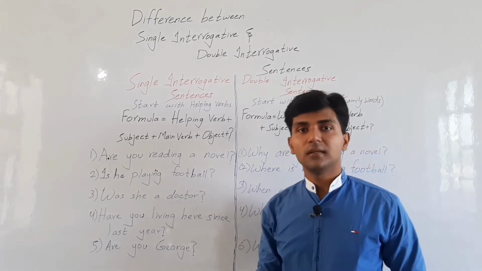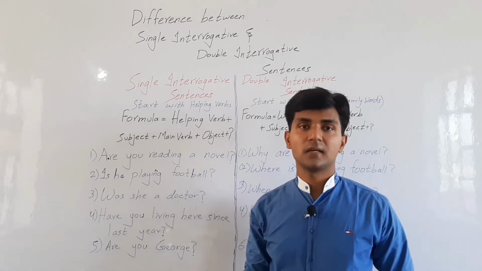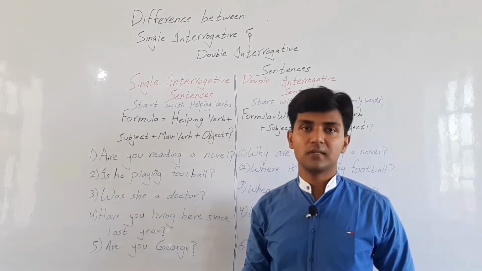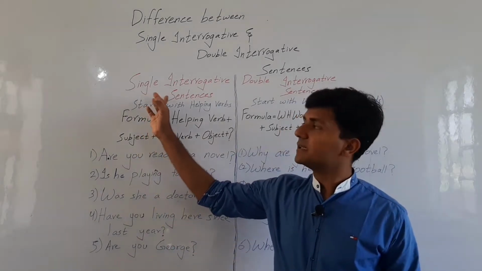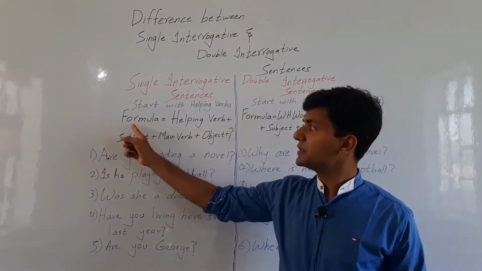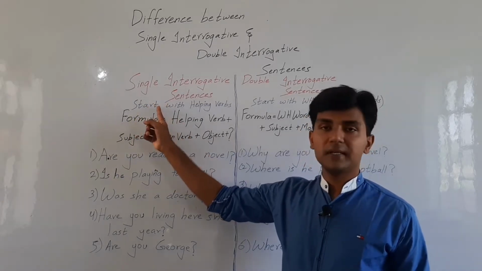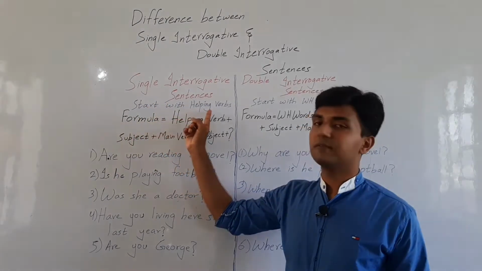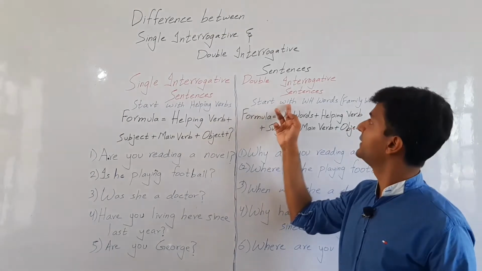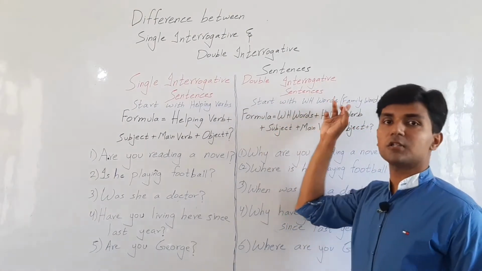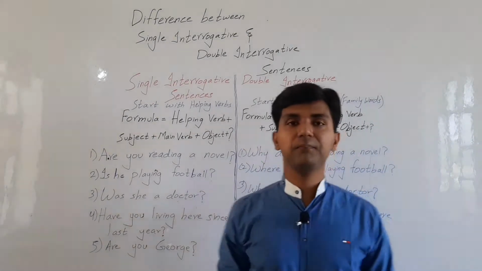As you know, in our daily life we speak interrogative sentences, but there is a difference. We speak two types of interrogative sentences in our daily life. First are single interrogative sentences. I have written its formula. First I tell you that single interrogative sentences start with helping verbs and double interrogative sentences start with WH words, that are also known as family words. So let us come to the point.